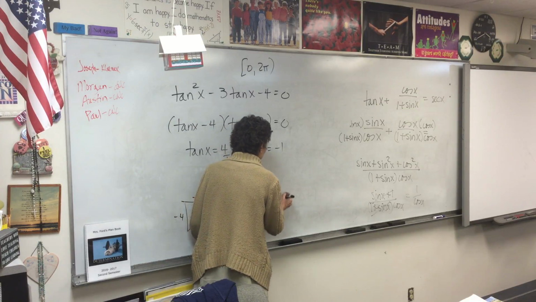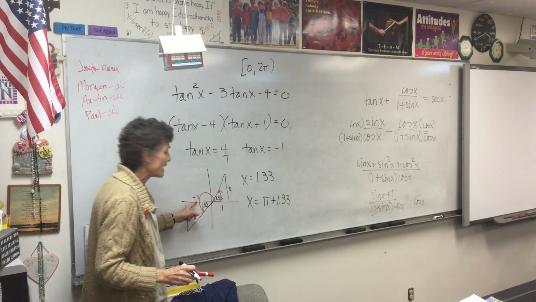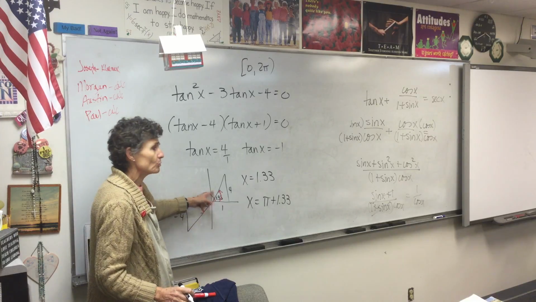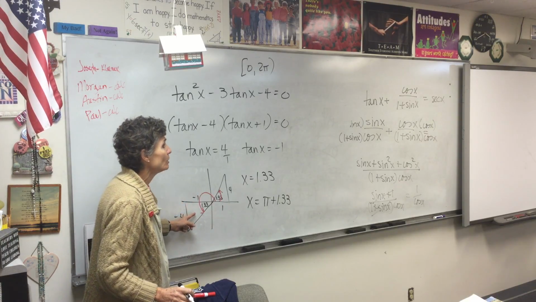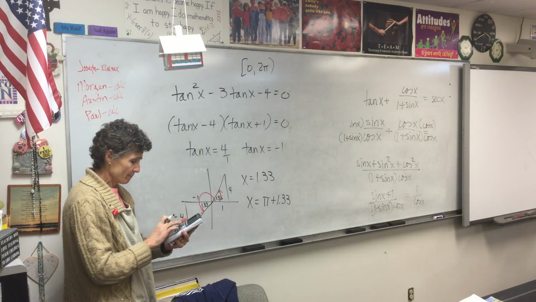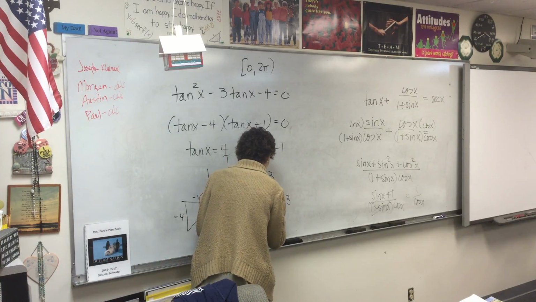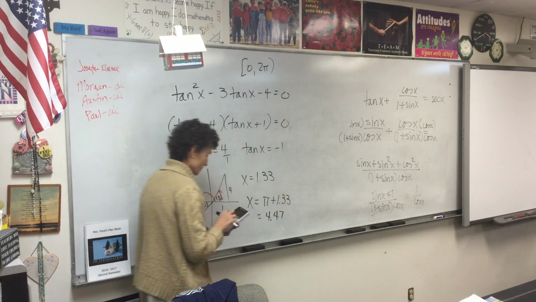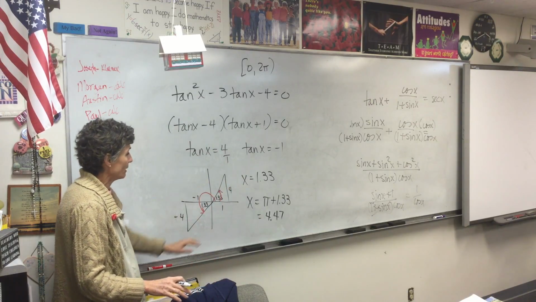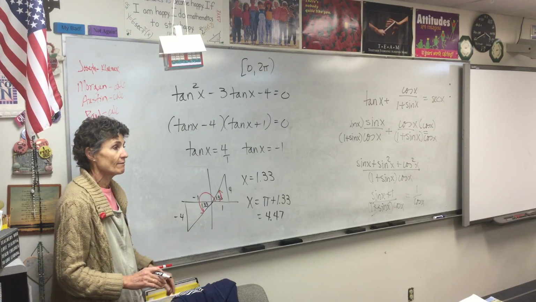Guys, if you are going to do 180 plus, since we're in radians, we don't do 180, we do pi. So if I add pi to that number, I get 4.47. So the two answers to the problem are 1.33 and 4.47.